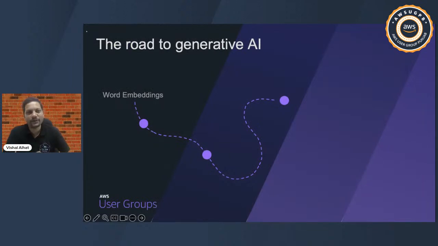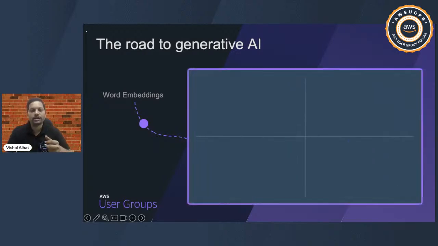So let's start with the road to generative AI. It starts with word embeddings. If you consider word embeddings, we are combining multiple words. I'll give an example of a dog and a cat being close to each other. If you see the words dog and cat, those are close to each other, so they are related, and we can embed those two words together. If you see traffic and car, we can embed those two words together.